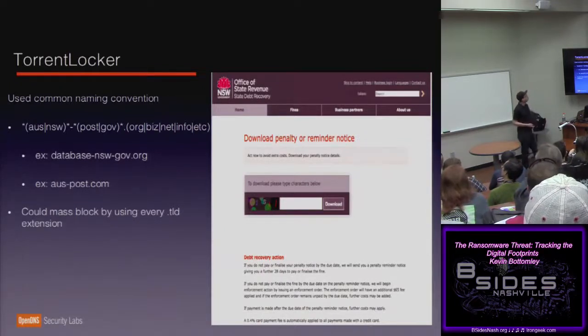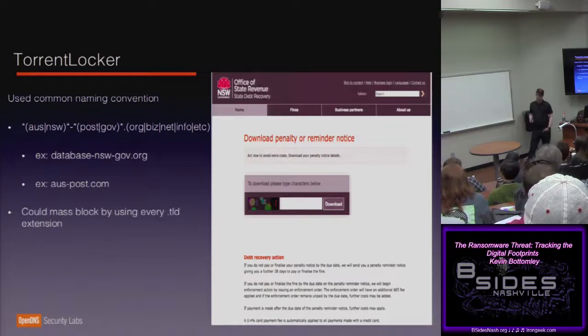One of the things that they did, though, which made it really easy to knock it offline, was they used a really common naming convention for all of the C2 domains. It usually worked out somewhere in the realm of Oz or NSW, which is New South Wales, then post or gov, and then org, biz, net, info, one of those TLDs. So as you can see, the examples like database-NSW-gov.org and ozpost.com are mainly meant to look like official-looking domains, but they're not. It was really easy to mass block these because we essentially knew what their naming convention was. So it wasn't really a threat, for the most part, to a lot of our client base.